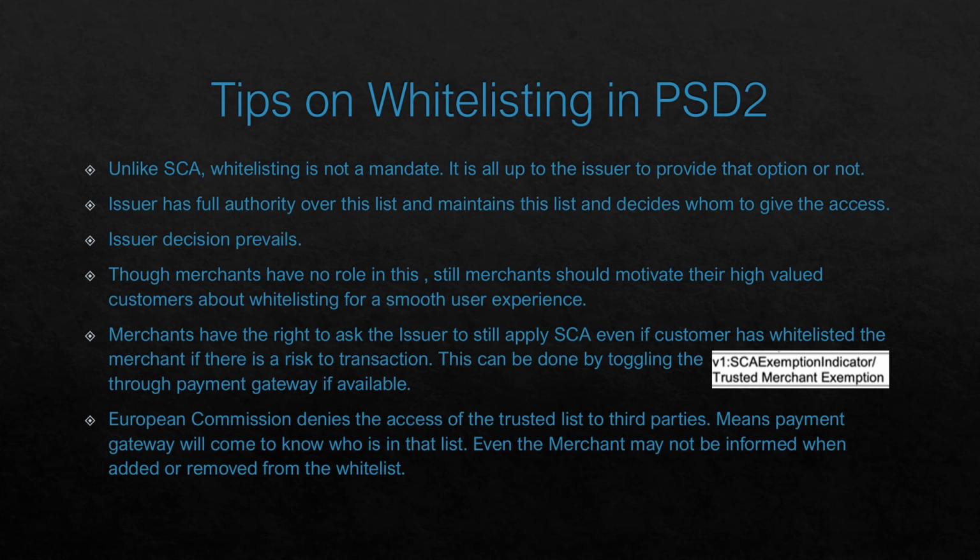Merchants have the right to ask the issuer to still go through the SCA even if they are added into the whitelist by the cardholder. If they feel there can be a risk, the merchant can indicate that no, you should still go through the SCA, and this can be done by toggling the trusted merchant SCA exemption indicator from the payment gateway side. By default, the value is always false.